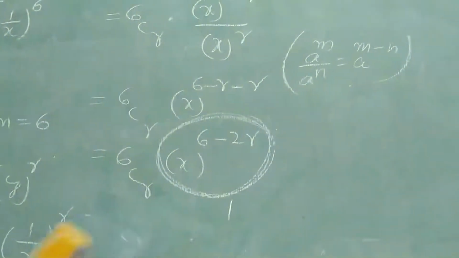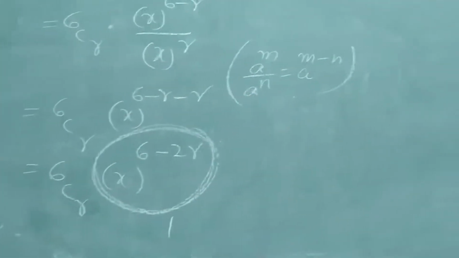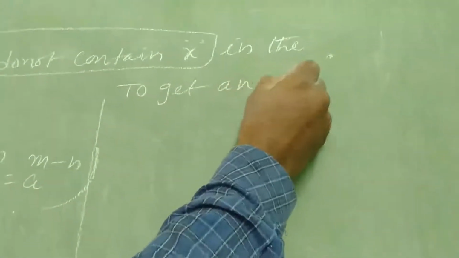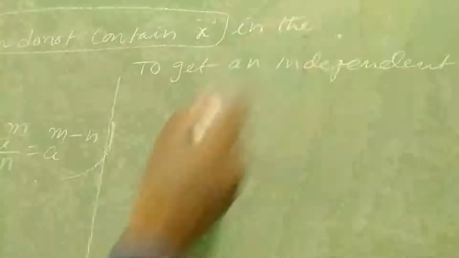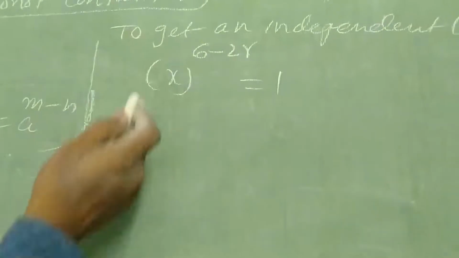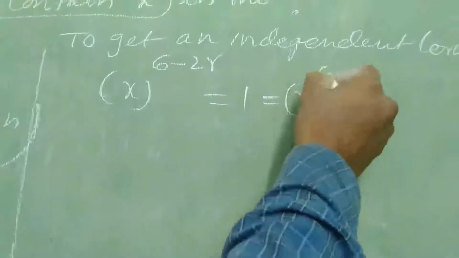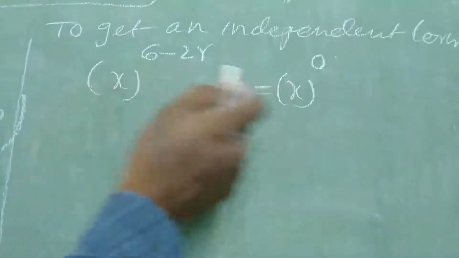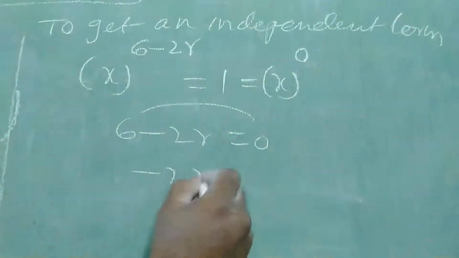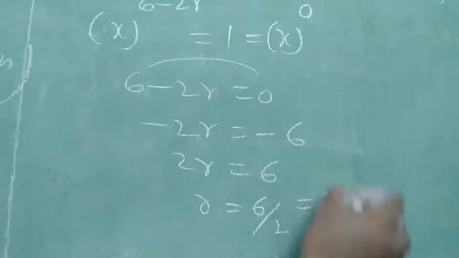For that, you have to take x to the power of 6 minus 2r equal to 1. So therefore, to get an independent term, this x to the power of 6 minus 2r equals 1. So in the LHS, the base is x. Now this 1 can be written as x to the power of 0. As the bases are equal, you can equate exponents. 6 minus 2r is equal to 0. Then minus 2r is equal to minus 6. 2r is equal to 6. r is equal to 6 by 2, that is equal to 3.